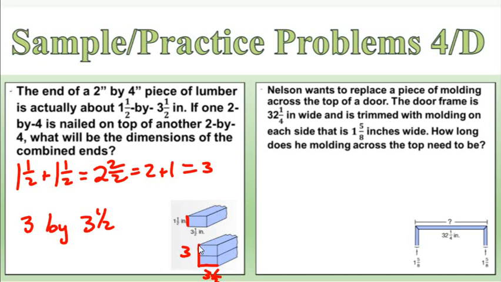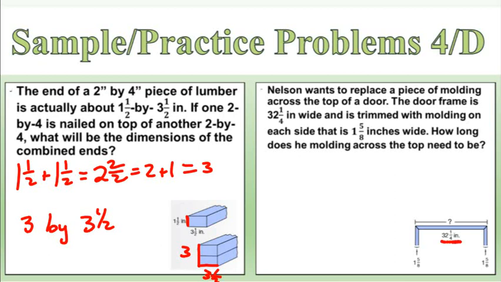Next one, Nelson wants to replace a piece of molding across the top of a door. The door frame is 32 1/4 inches wide and is trimmed with molding on each side that is 1 5/8 inches wide. How long does the molding across the top need to be? We need to find the question mark there.